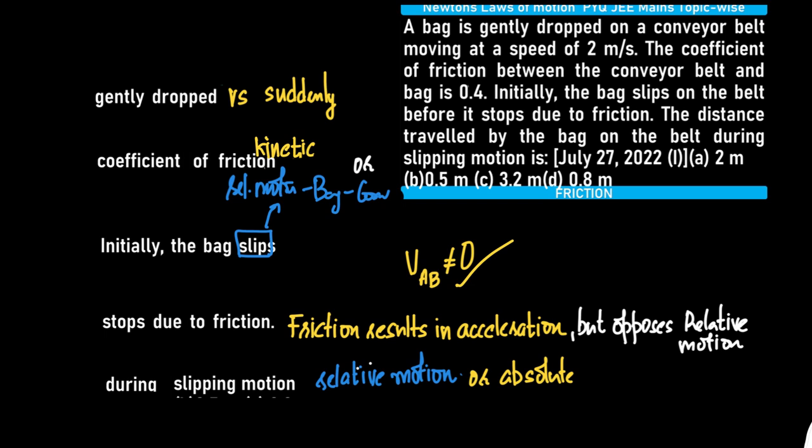Okay. Now, what does a slipping motion imply? Slipping motion implies that there is some amount of relative motion and not absolute motion. This point will become more clear to you once we solve the entire question. So, part one, I would like to solve this question using the inertial frame.